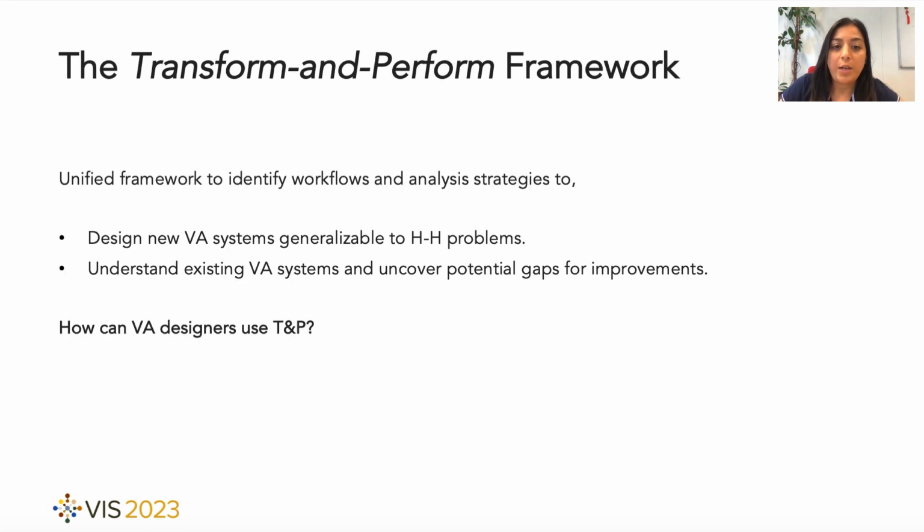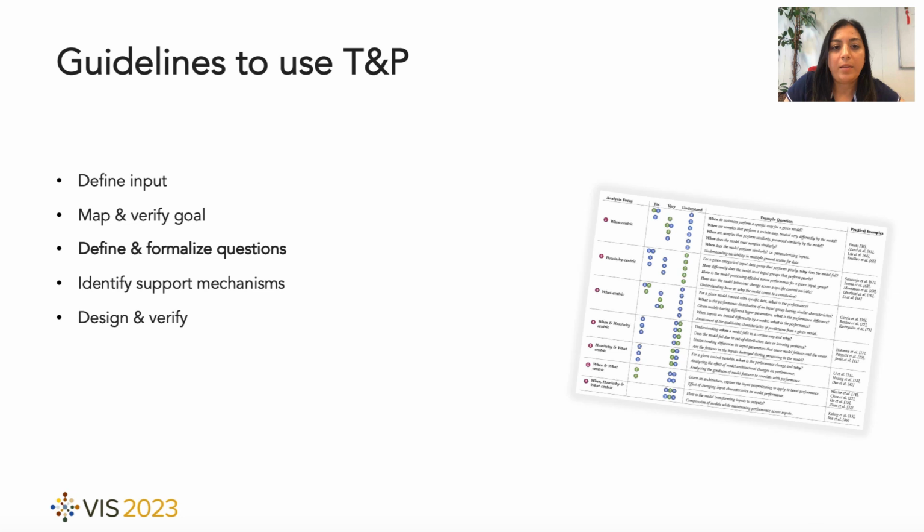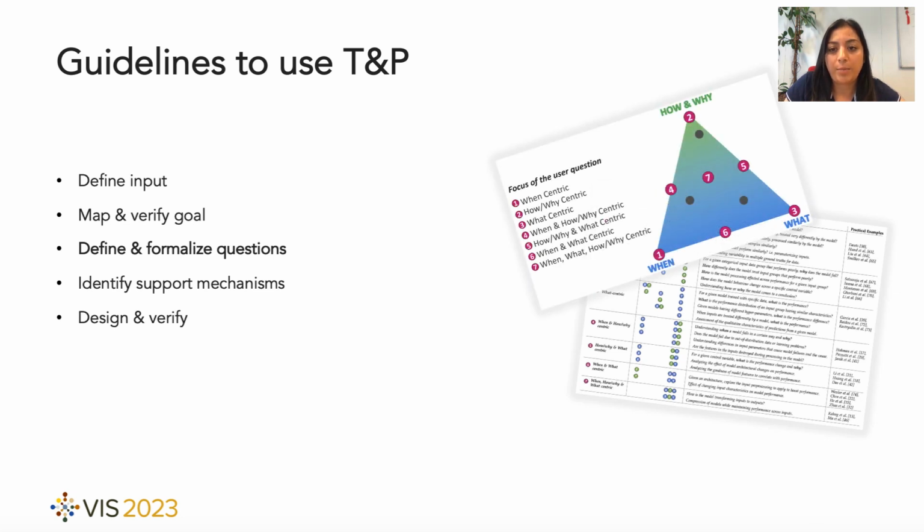We introduced the TNP framework to assist VA system designers in studying HH models. So how can you, as a VA designer, put this framework into practical use? Here are the key steps. First, designers can begin by mapping their input and goals to TNP. We provide details of this in the paper. Once mapped, our method can be used to generate user questions or tasks, which are a blend of the 3 Ws: when, how, why, and what.